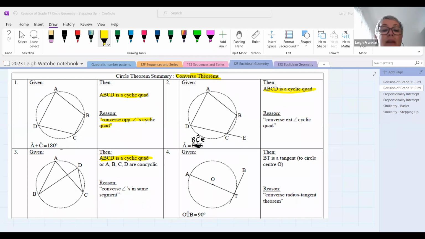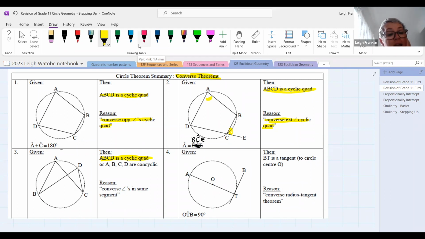The next way to be able to do it is if you can prove that this angle over here, A, is equal to this angle over here at C on the outside. Okay, so BCE, that is converse exterior angle of a cyclic quad. So if you can prove that angle A equals angle BCE, then you've proved that ABCD is cyclic. And the last way to be able to do it is if you have got a bow tie.